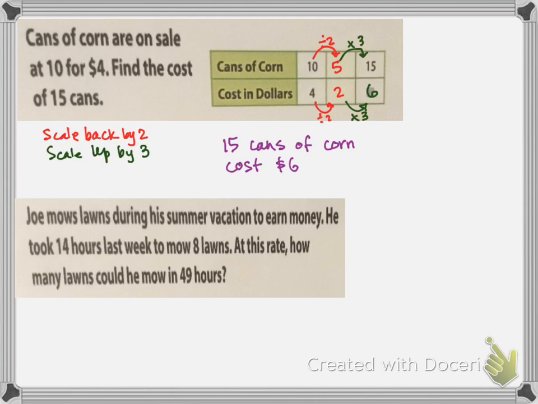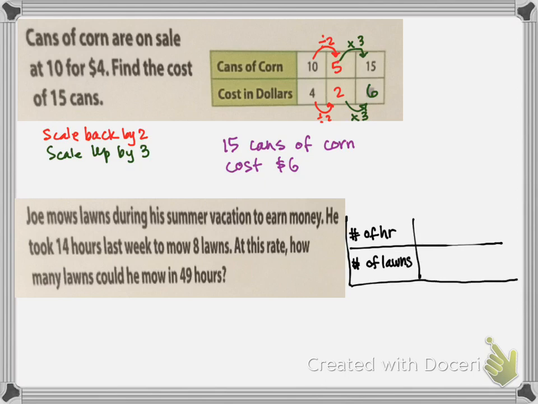So last one is interesting because they didn't give us the table, so we're going to have to create that ourselves. Joe mows lawns during his summer vacation to earn money. He took 14 hours last week to mow 8 lawns. At this rate, how many lawns could he mow in 49 hours? So mine is going to be number of hours versus number of lawns. Get that all the way over. And we'll have 3 columns. So again, he took 14 hours to mow 8 lawns, and we want to know how many lawns he would mow in 49 hours. Okay, so always fill in the given, and then I figure out what I need to do.